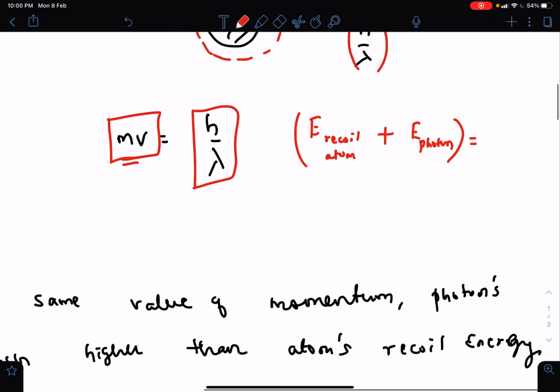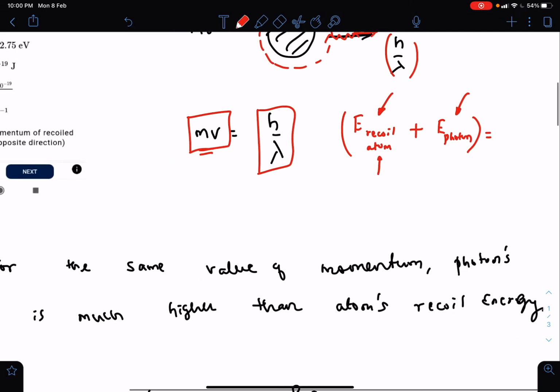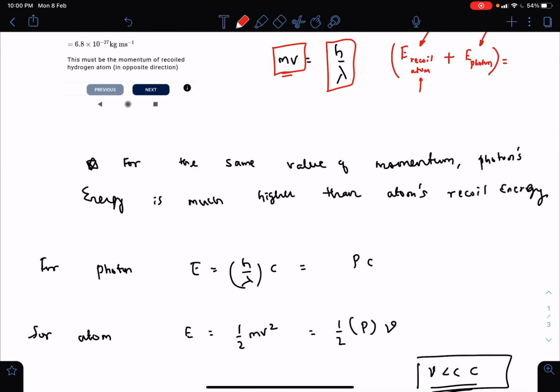Now, how does this 13.6 into (1 by n1 squared minus 1 by n2 squared) energy get divided into the photon's energy and the atom's energy? The energy of the photon is almost 99.99% of the total energy, and the energy of the recoil atom is less than 0.01%. Why? Because their momentum is the same from momentum conservation: the rightward momentum of the photon equals the leftward momentum of the atom. For the same momentum, the energy of the atom is much less.